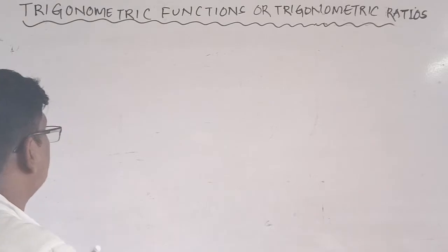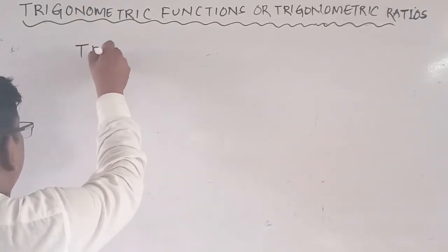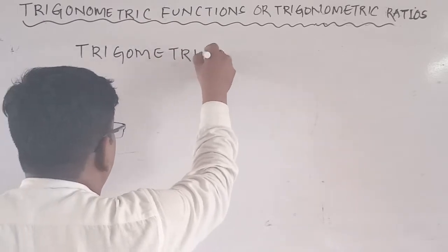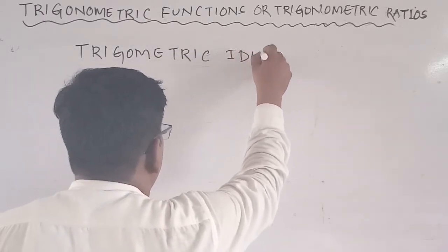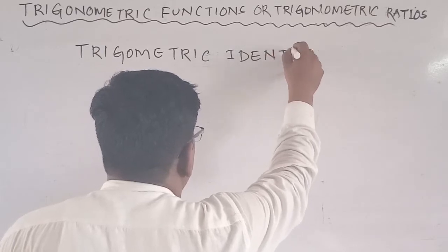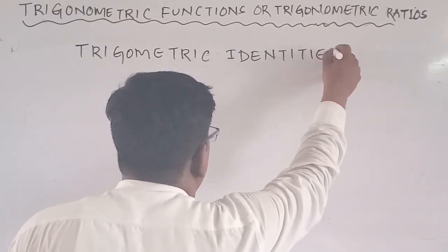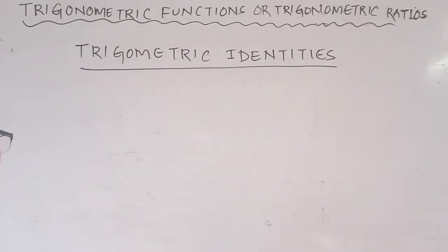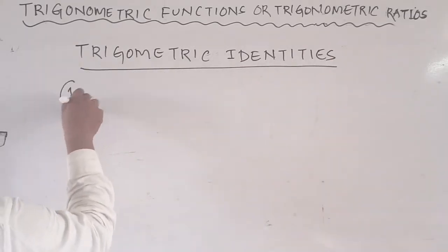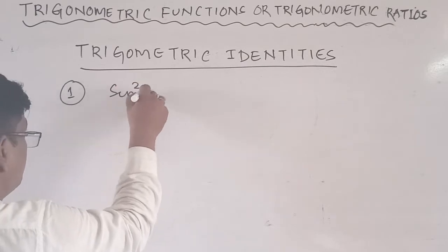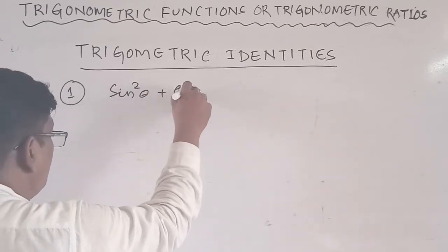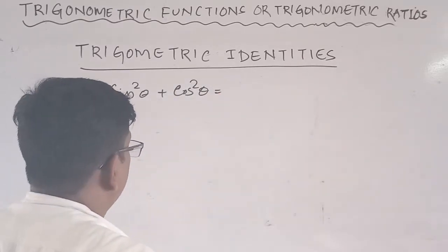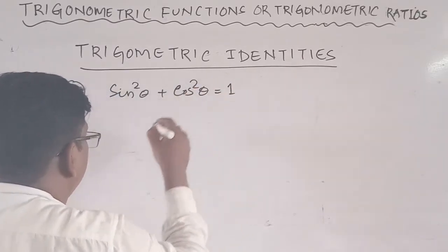So now let's discuss trigonometric identities. Trigonometric identities number 1: sin square theta plus cos square theta is equal to 1.